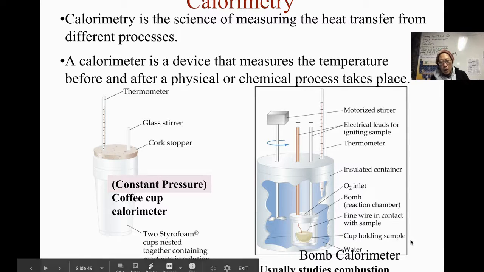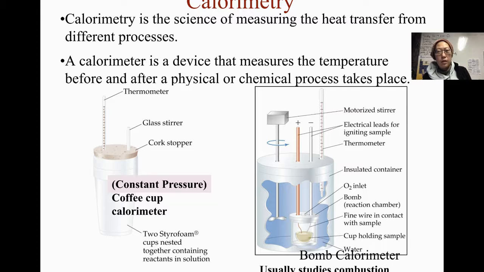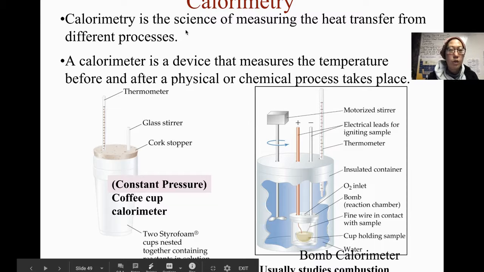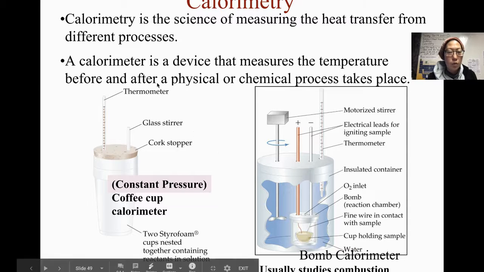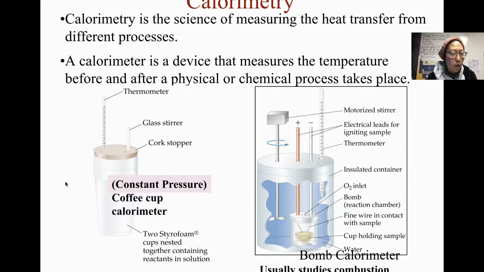All right, so now how do we actually measure this heat transfer? How do we actually calculate it for different processes? So we use something called calorimetry. That's the actual science of measuring the heat transfer. And a calorimeter is the device that we use to do calorimetry. So it measures the temperature before and after a physical or chemical process. The kind of calorimeter that we will use mostly is the one on the left, a constant pressure coffee cup calorimeter. It looks like this.